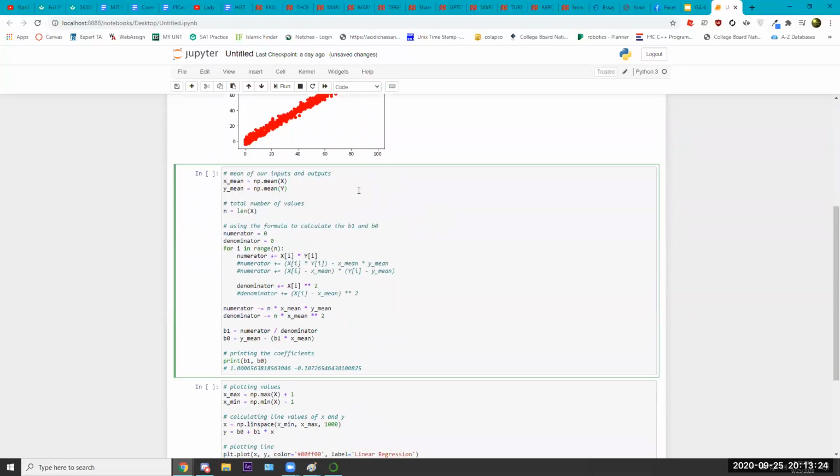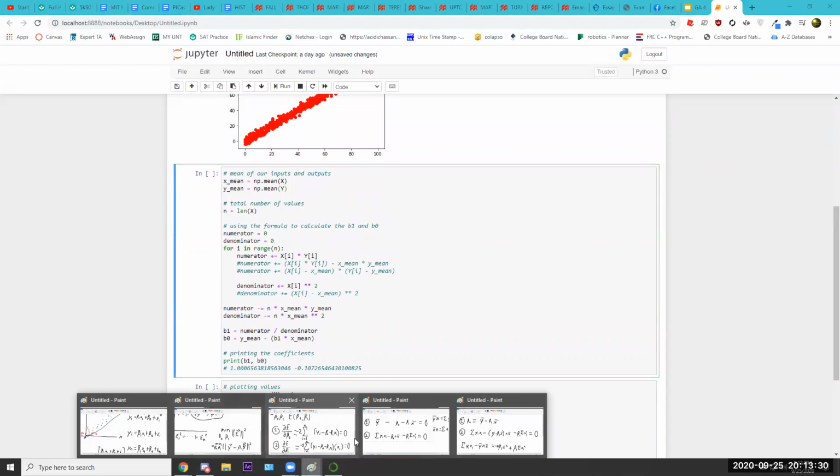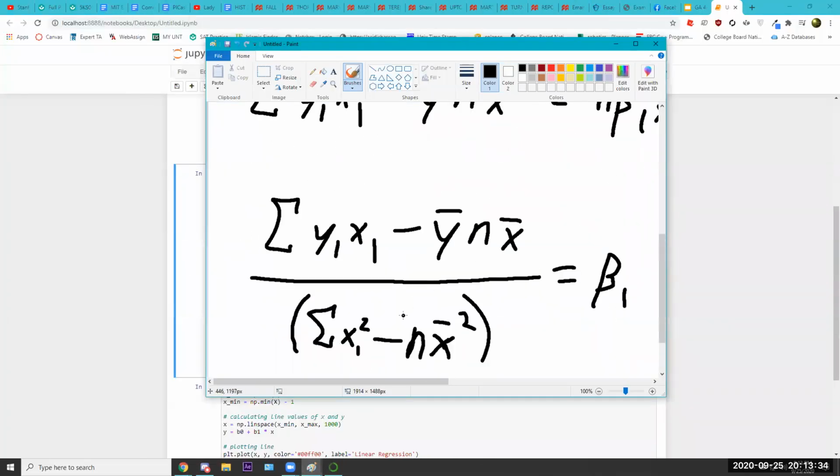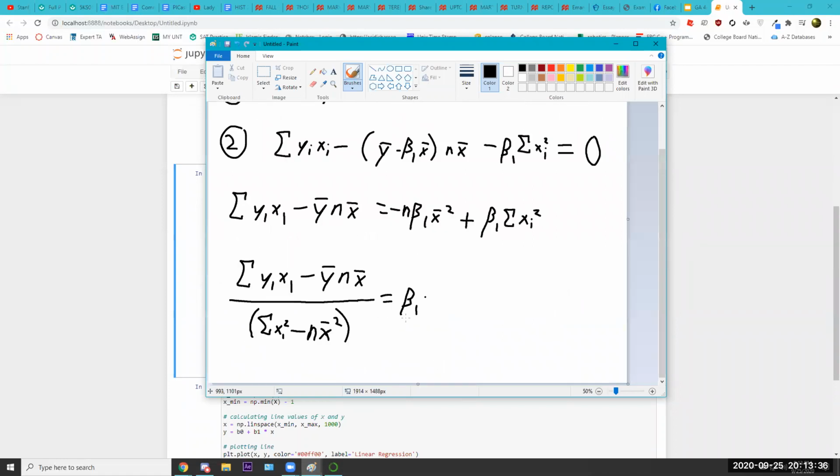And so this is where we actually implement the math. If I pull up the final equation here, let me make this a bit smaller.